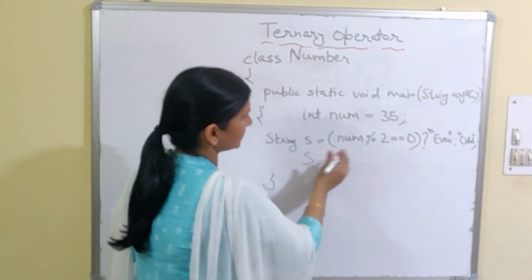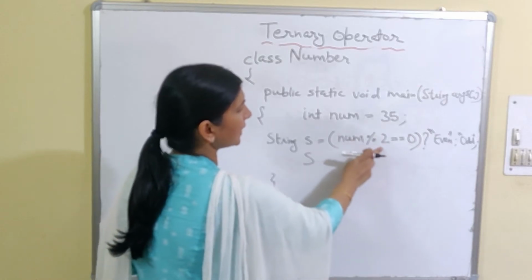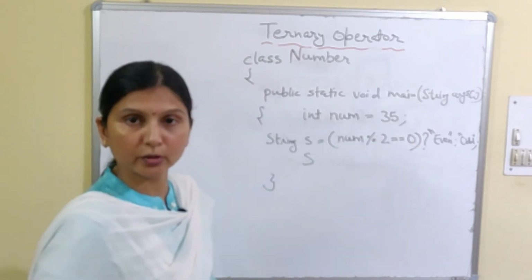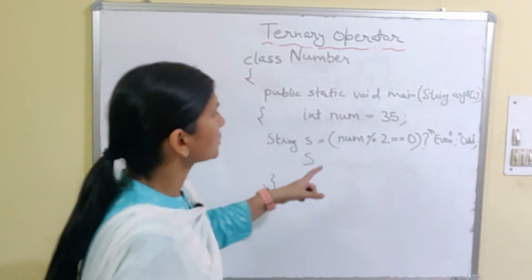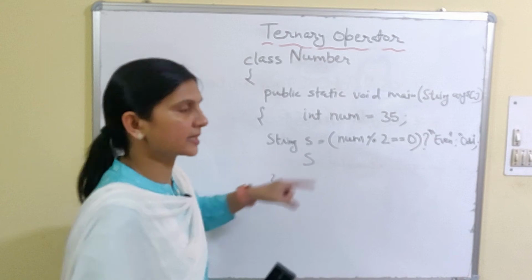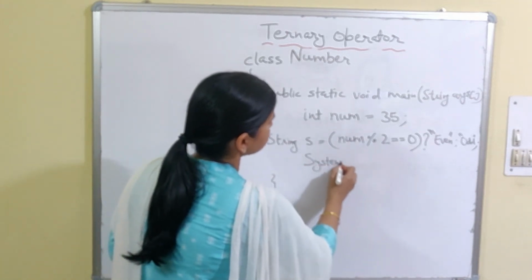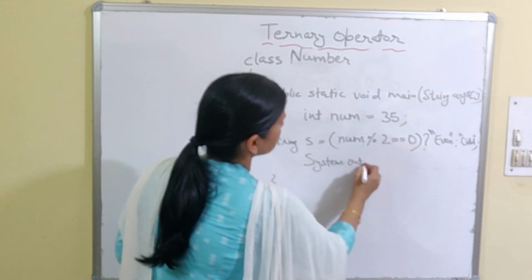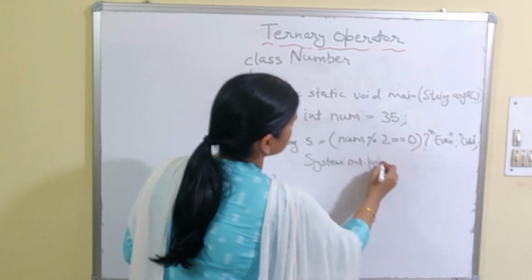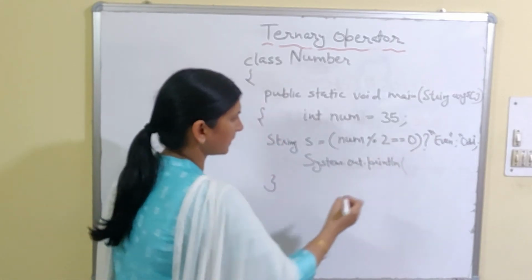So in this case, if the num is 35, 35 mod 2 will be equal to 0? No, not 0. So in this case, odd will be assigned into S. So how will you display? System dot out dot println with message if you want to print.